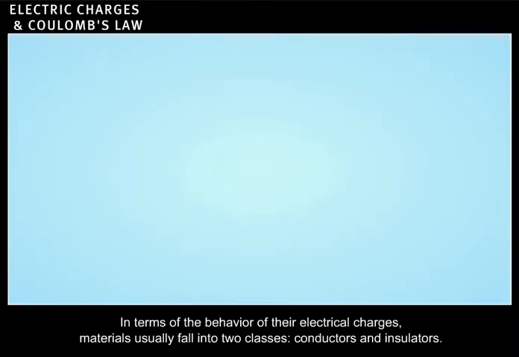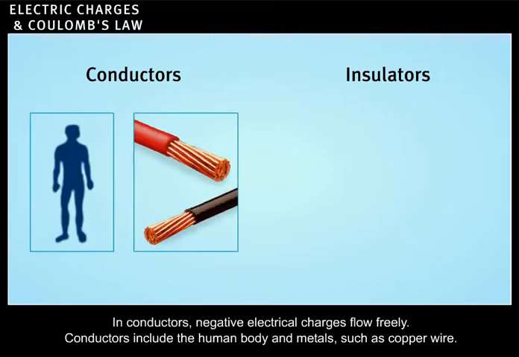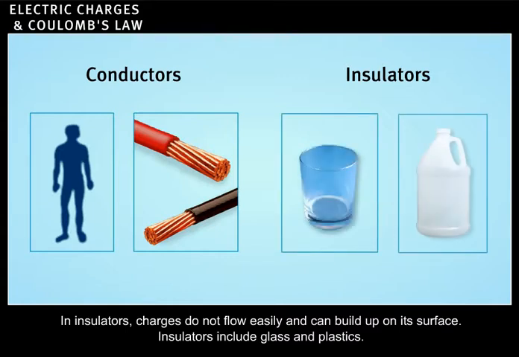In terms of the behavior of their electrical charges, materials usually fall into two classes: conductors and insulators. In conductors, negative electrical charges flow freely. Conductors include the human body and metals, such as copper wire. In insulators, charges do not flow easily and can build up on the surface. Insulators include glass and plastics.